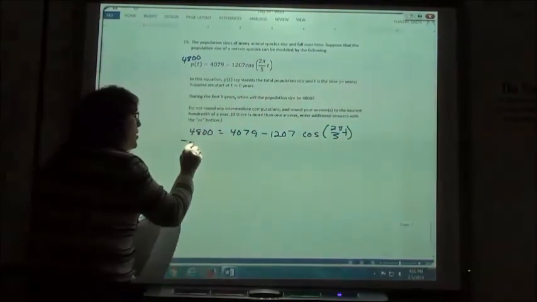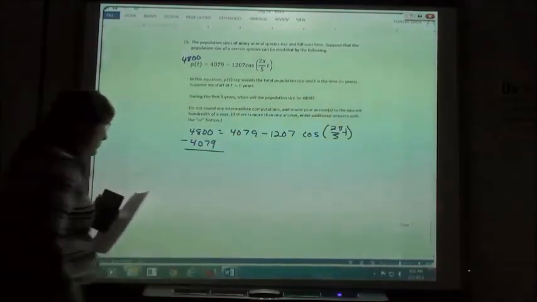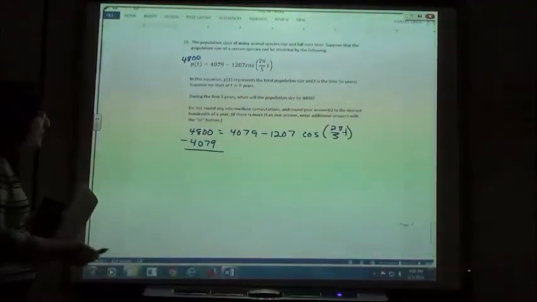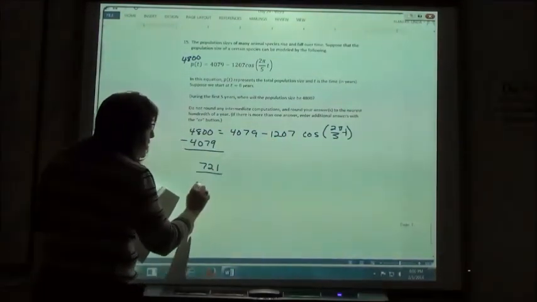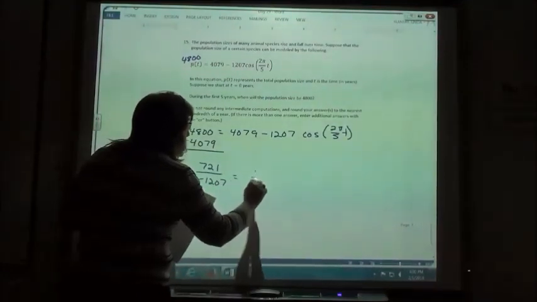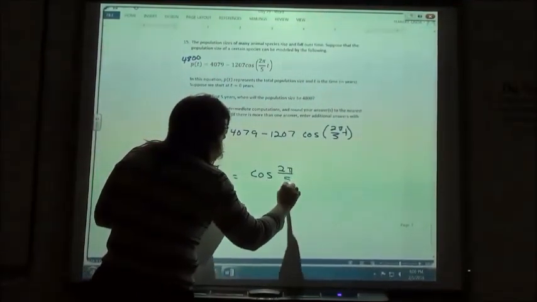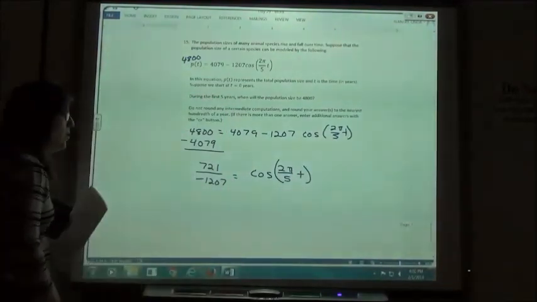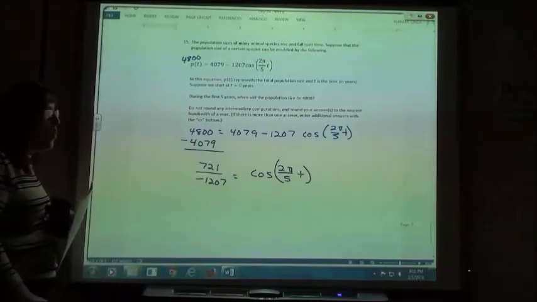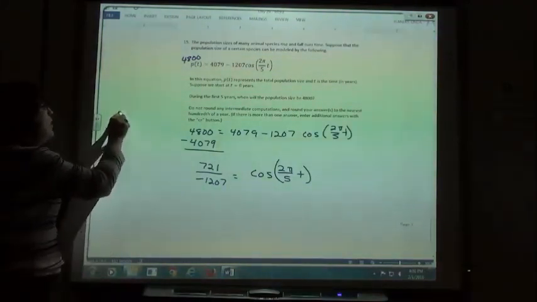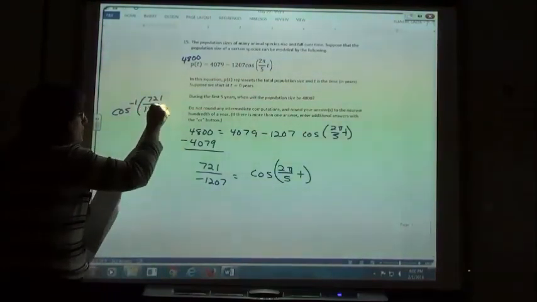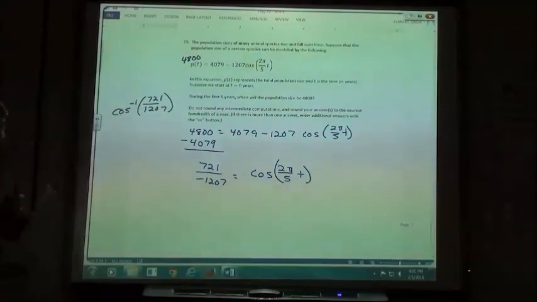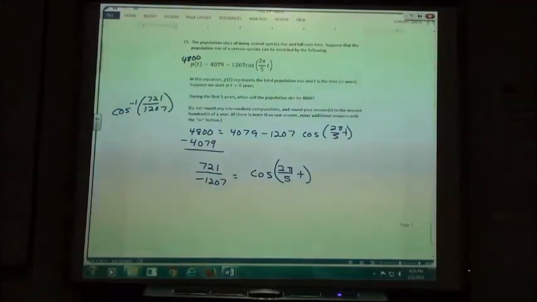So we would subtract our 4,079. 4,800 minus 4,079 is 721. Again, we end up dividing, so we're going to divide by the negative 1,207 to equal our cosine of 2 pi over 5 t. Again, when we do this, we want to figure out quadrant 1, so we're not going to use the negative. We're going to do the inverse cosine of the positive 721 over 1,207, figure out what angle is in quadrant 1, then we'll change it to the quadrants that we need to use.